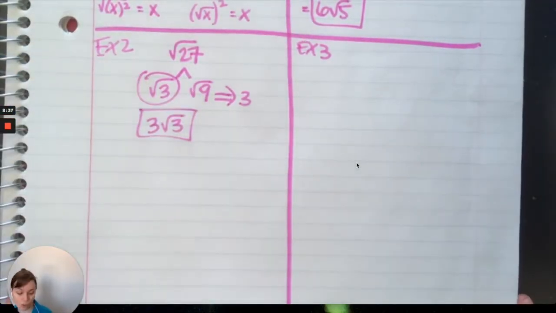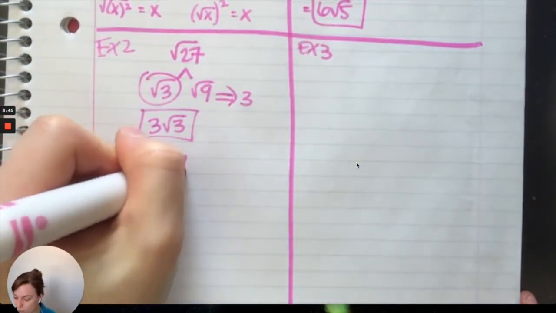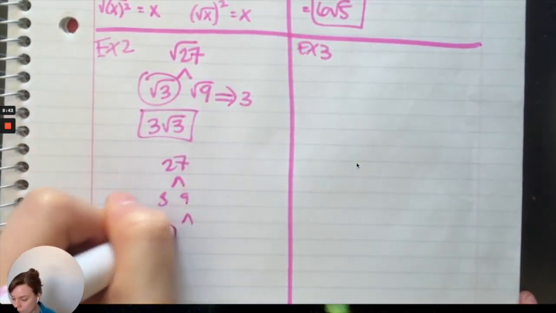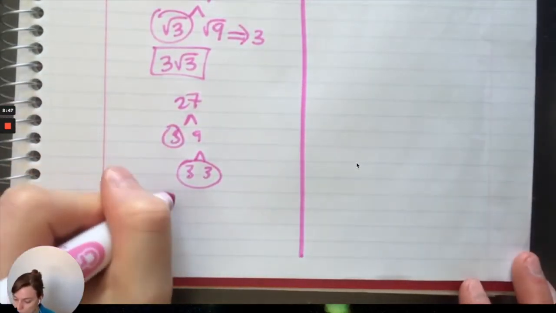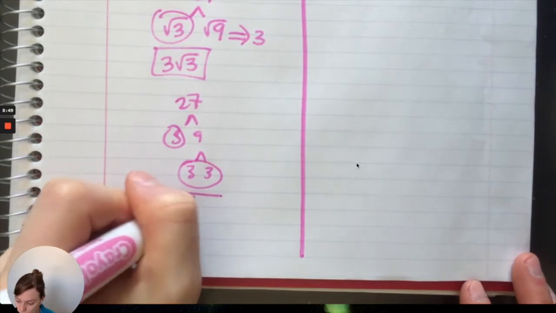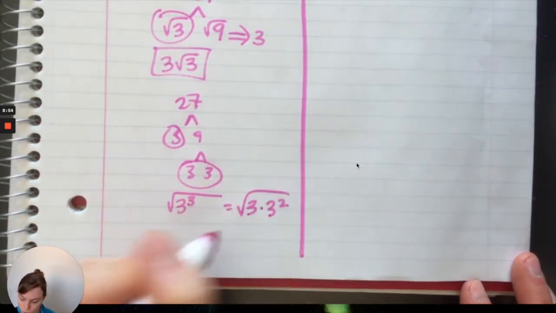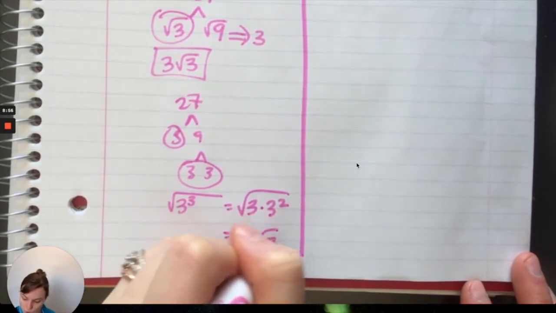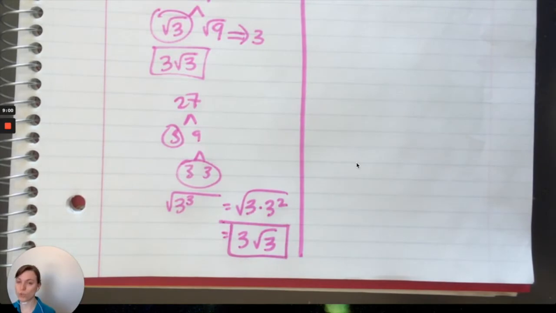You could also follow the process from above. If you did that, you'd end up with 27, 3, 9, 3, 3. Those two are squared. There's a loner 3. So I'm going to get the square root of 3 cubed, which is the same thing as saying the square root of 3 times 3 squared. So I have a 3 and a square root of 3. Both of those would work, okay? Both ways get you to the same answer.